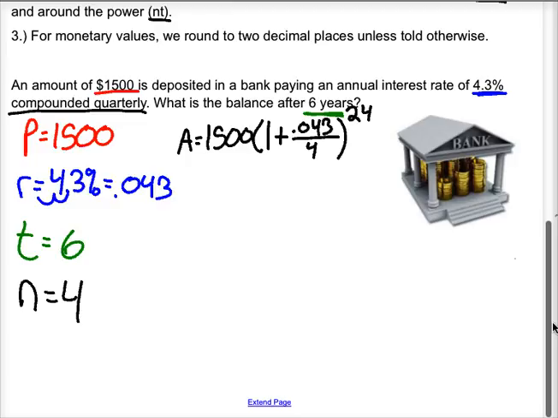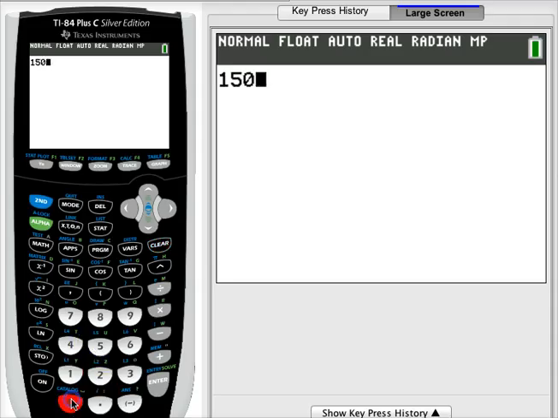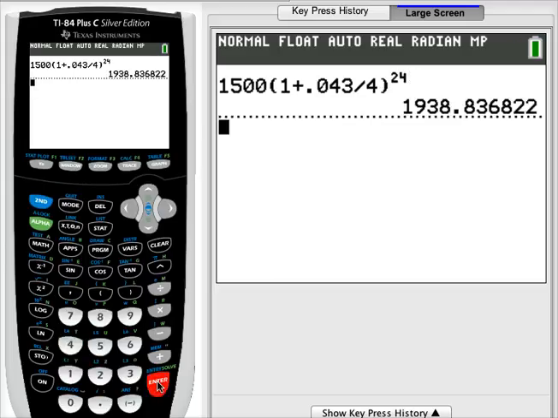All right? So let's take a look at what we get. So we're going to type in 1,500, 1 plus 0.043 divided by 4. Again, you can type it in just like that. And then to the 24th power. So if you're using a single exponent, you can type the whole thing in at one time to get your value. And you get $1,938.84.